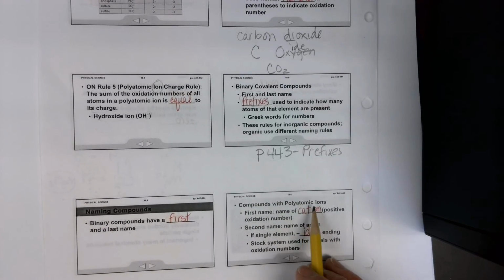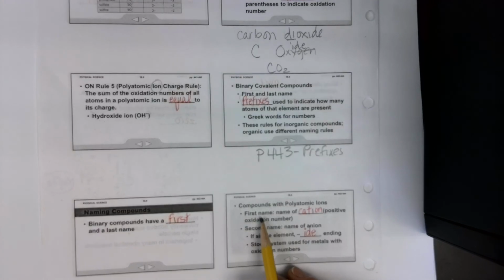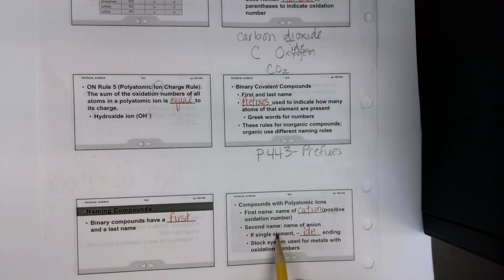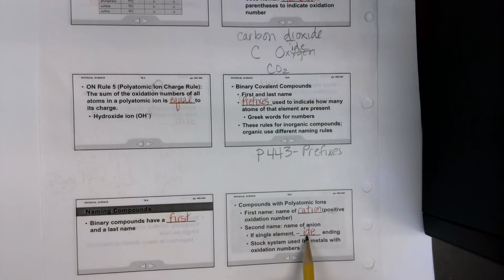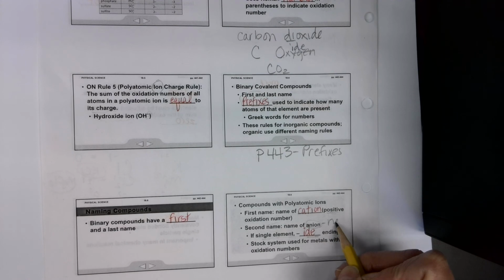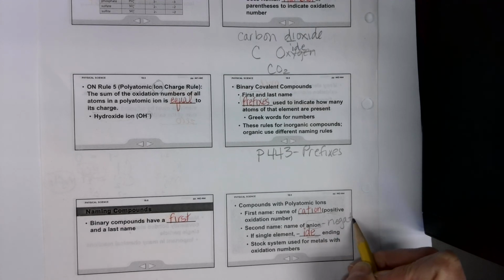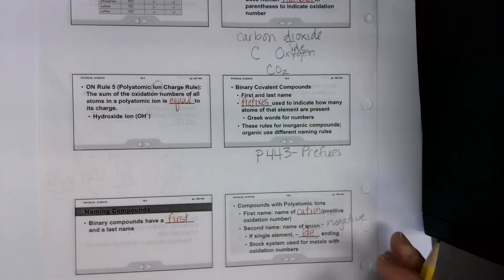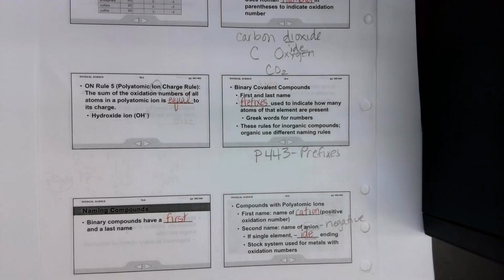Compounds with polyatomic ions. The first name is going to be that of the cation. The positive oxidation number goes first. The second name is going to be that which ends in IDE and is going to be anion, which is negative. Okay? So that's going to be helpful as well to give us those rules.